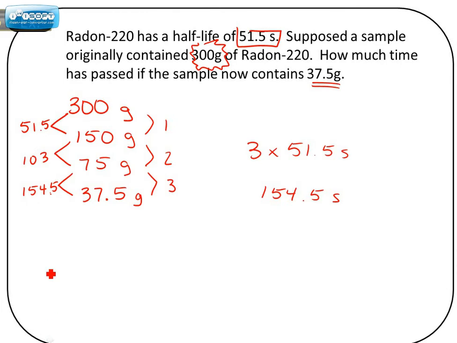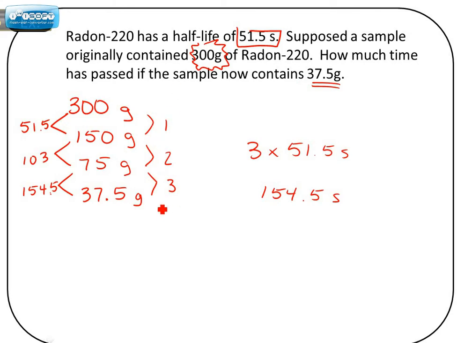So Radon 220 has a half-life of 51.5 seconds. Suppose a sample originally contained 300 grams of Radon 220. How much time has passed if the sample now contains 37.5 grams? So we start with our 300 grams and we cut it in half and cut it in half and cut it in half until we get to our goal amount, which was 37.5. So we see that we've cut it in half 3 times.